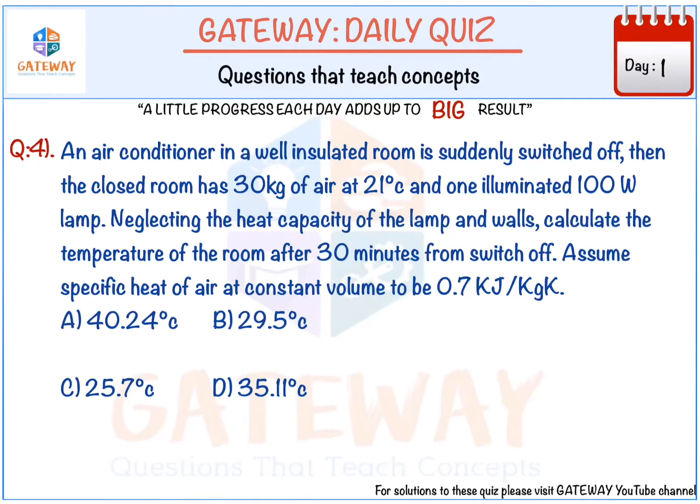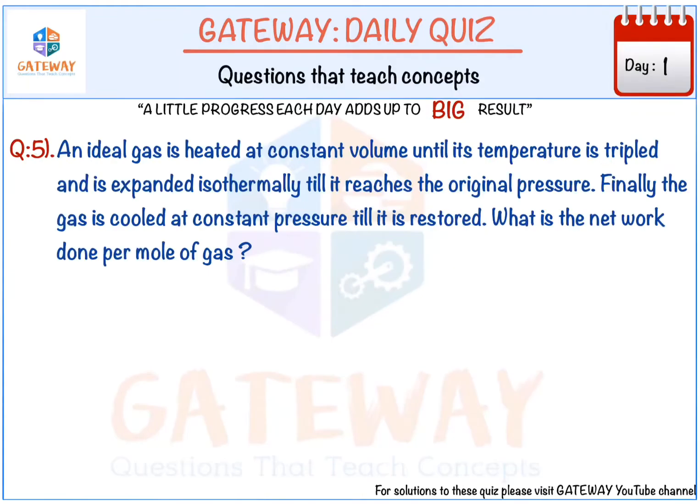An air conditioner in a well insulated room is suddenly switched off. Then the closed room has 30 kg of air at 21 degrees centigrade and one illuminated 100 watt lamp. Neglecting the heat capacity of the lamp and walls, calculate the temperature of the room 30 minutes after the switch off. That means after switching off the air conditioner, after 30 minutes what will be the temperature of the room air. Assume specific heat of air at constant volume as 0.7 kilojoule per kg. So let's solve this question.